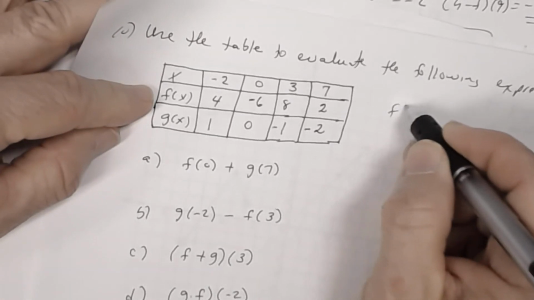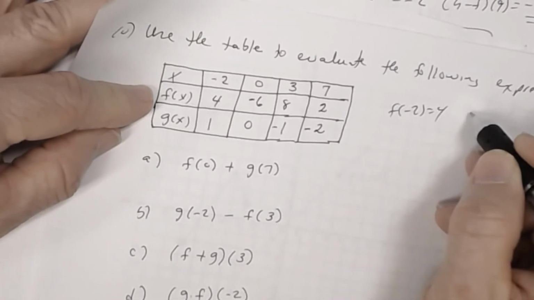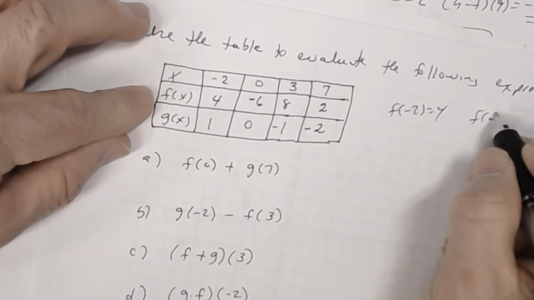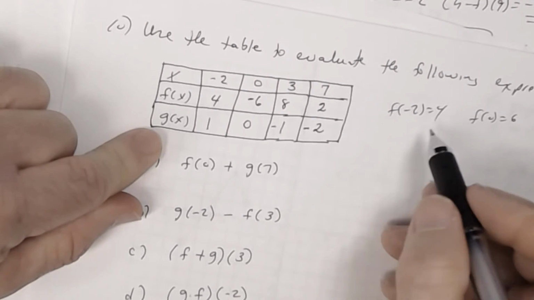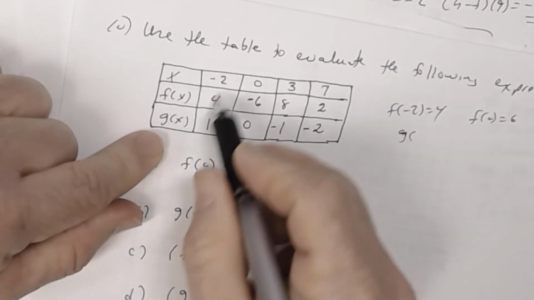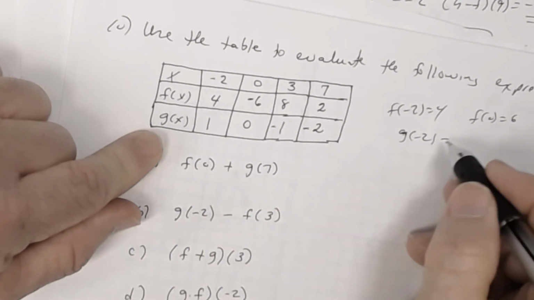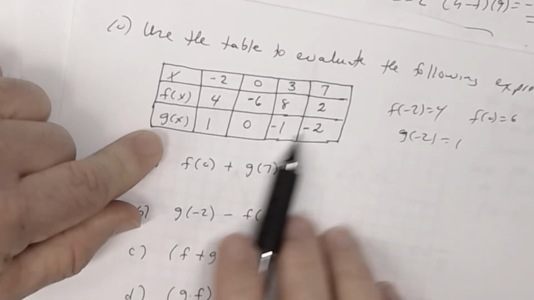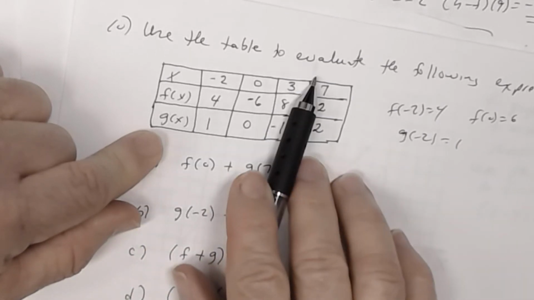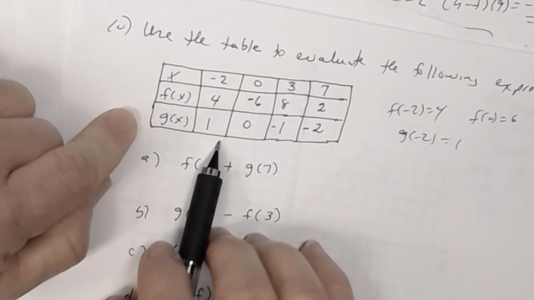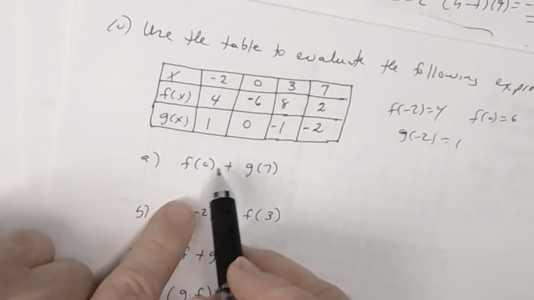That means f of negative 2 equals 4. That means f of 0 is what? Negative 6. That's what that means. That means g of negative 2 is what? 1. So make sure you understand that these are your x values and these are your y values, because that's f of x, y, g of x, y. So those are your y values. All right, now let's look at this.